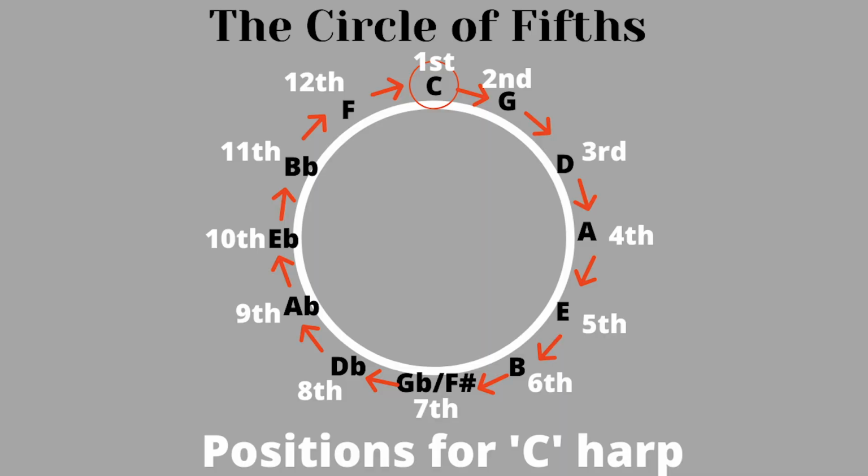So let me give you an example. From C to G is second position, but then from C to D, D is third position on a C harmonica, and A would be fourth position, and E would be fifth, and B sixth, and so on. You can go the whole way around the circle of fifths, and that would give you the 12 positions of your harmonica. The advantage of using the circle of fifths over a table is that to know all 12 keys and all 12 positions on those 12 keys, you need a massive table of layouts and it gets very messy.